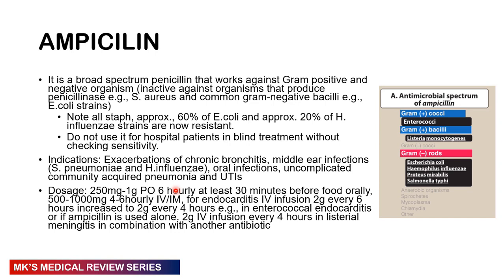You can give this IV or IM for endocarditis. If you're giving an infusion, you can give 2 grams every 6 hours, increased to 2 grams every 4 hours if you are suspecting that there's an enterococcal endocarditis. Then of course if ampicillin is being used alone, you can give 2 grams IV infusion every 4 hours in Listeria meningitis in combination with another antibiotic.